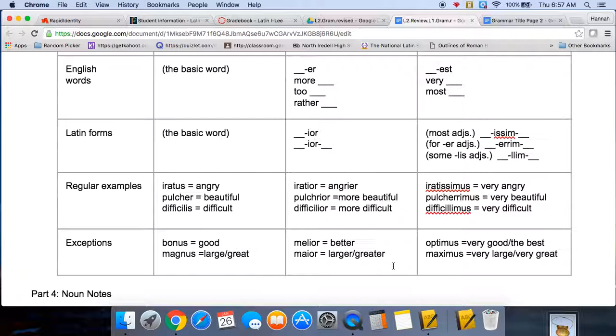Okay, the exceptions at the bottom: good, better, best is an irregular adjective in English and in Latin. Magnus, major, maximus in Latin is irregular, but in English it's not, because we would say great, greater, greatest, or great, greater, very great. But in Latin you'll change the word a bit.